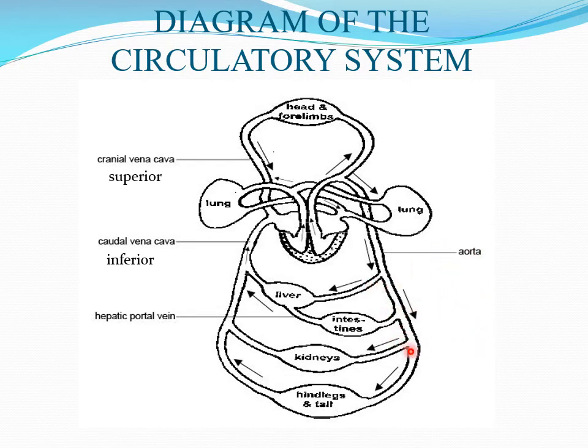Then as we move down to the kidney, what was the term that was describing the vessels of the kidney? Renal. So you label this as renal artery. Take note that on this side we are talking about arteries.